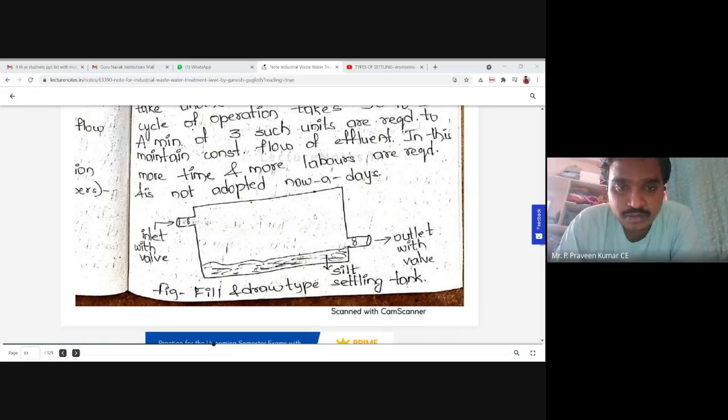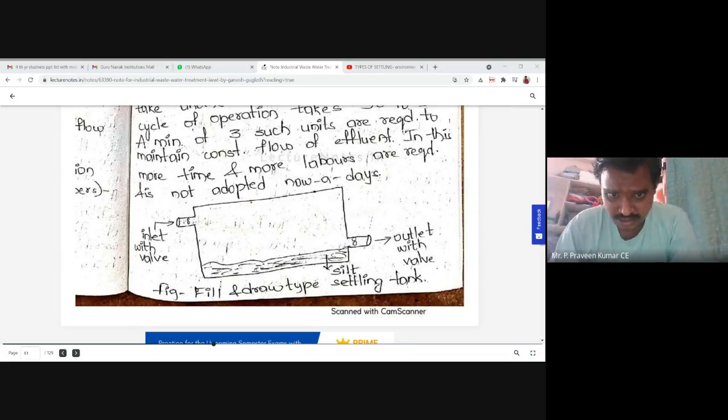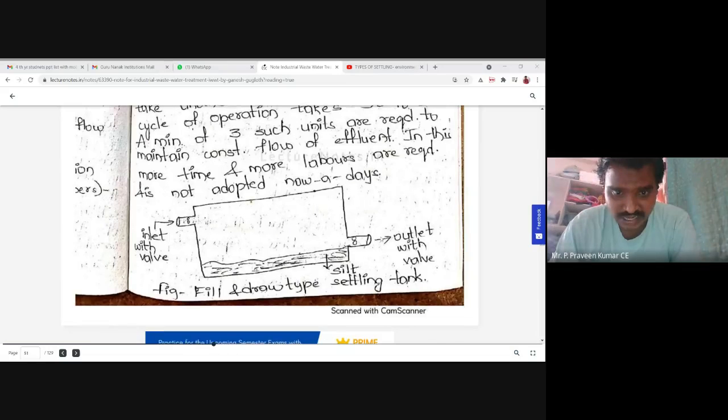After 24 hours, the particle sizes are larger and the specific gravity of the particles is higher, so they automatically settle at the bottom of the tank. That will be named silt or sludge. After that, the remaining water present in the tank comes out through this outlet valve.